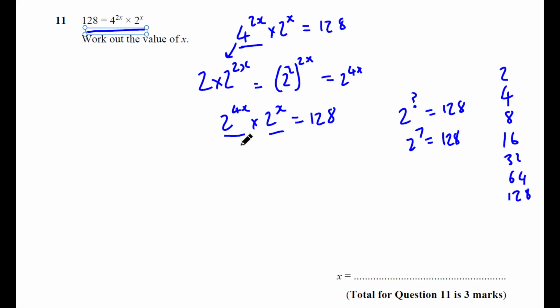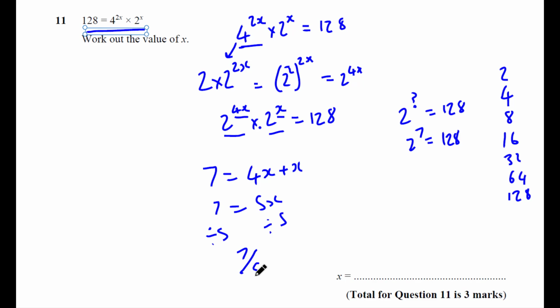So we know that 7 must equal, when we're multiplying these powers together, not in brackets, we add them. So this 4x plus x must equal 7. So we go 4x plus x. So we get 7 equals 5x. We divide by 5, divide by 5, and the answer is 7 over 5 equals x. And that should be acceptable as an answer. You could say that's 1 2/5, or if you know, that's just 1.4.